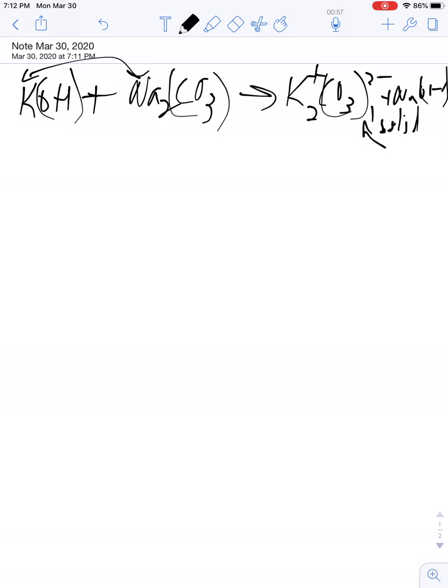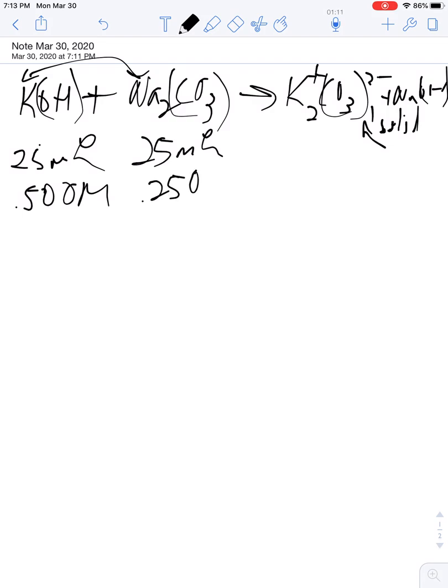Okay? So suppose we've got 25 milliliters of this, and it's a 0.50 molar solution. And suppose we've got 25 milliliters of this, and it's a 0.25 molar solution. And we're trying to figure out how many grams of that is produced.